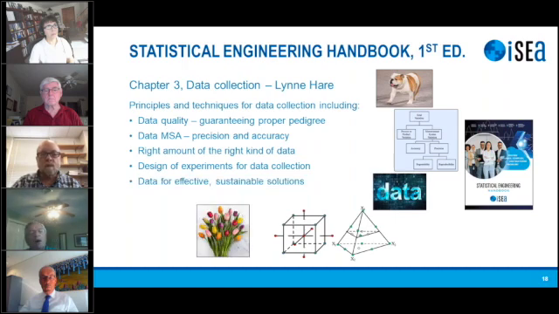We talk about, finally, obtaining data for effective and sustainable solutions, and we even dabble into some things about what we must do to create sustainable solutions. That's the subject of a later chapter.